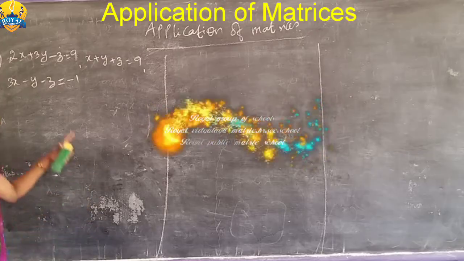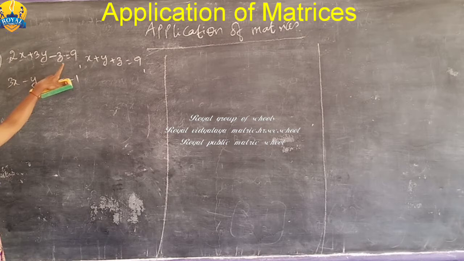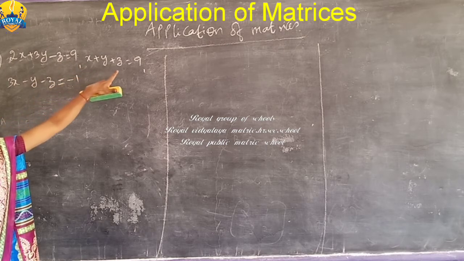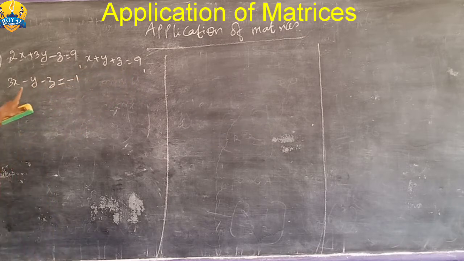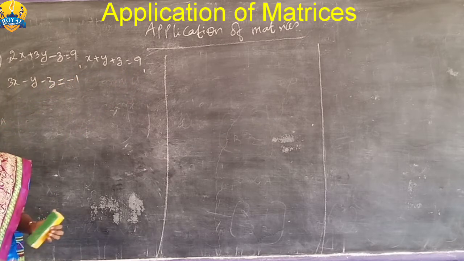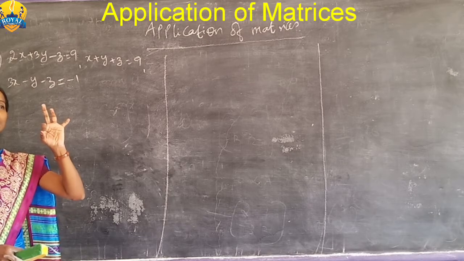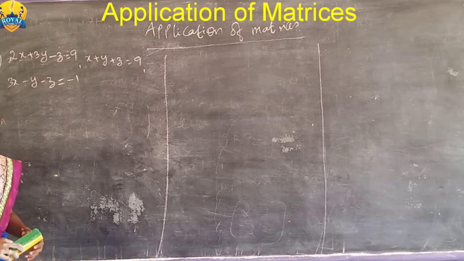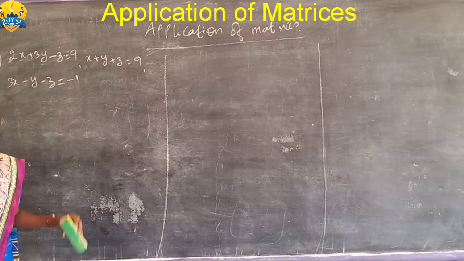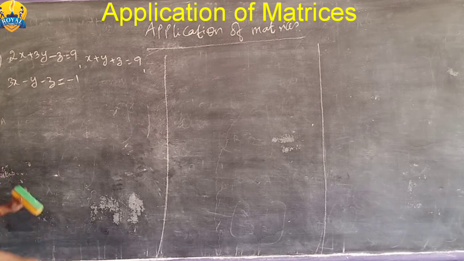Let us get into the third problem. 2x plus 3y minus z equal to 9, x plus y plus z equal to 9, 3x minus y minus z equal to minus 1. Here we have 3 unknowns, x, y and z. So here also we are going to use the matrix inversion method.